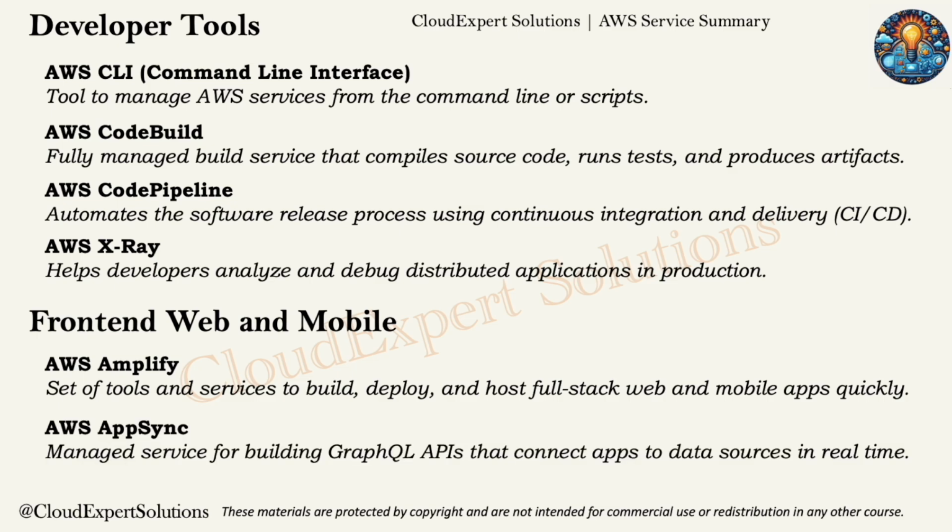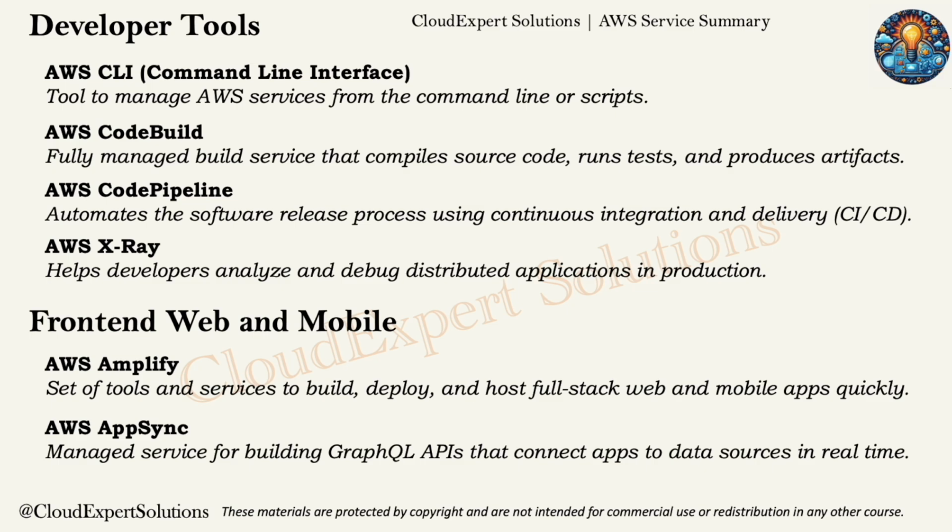Next is AWS AppSync. AWS AppSync is a managed service for building GraphQL APIs that connect apps to data sources in real time. AWS AppSync can be used for real-time data access and syncing across devices using GraphQL.